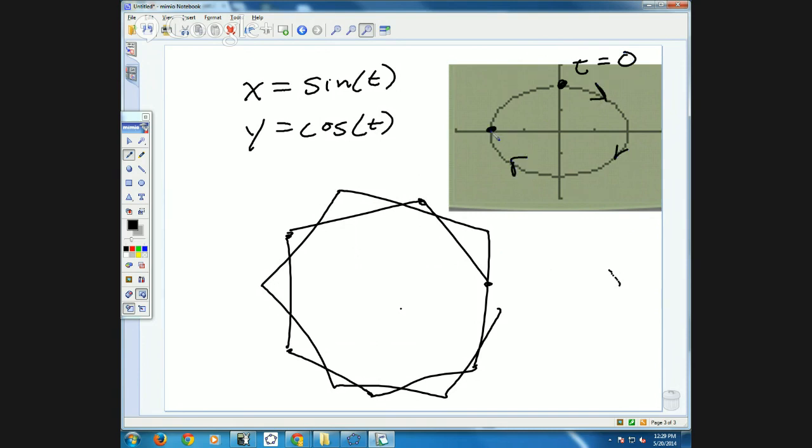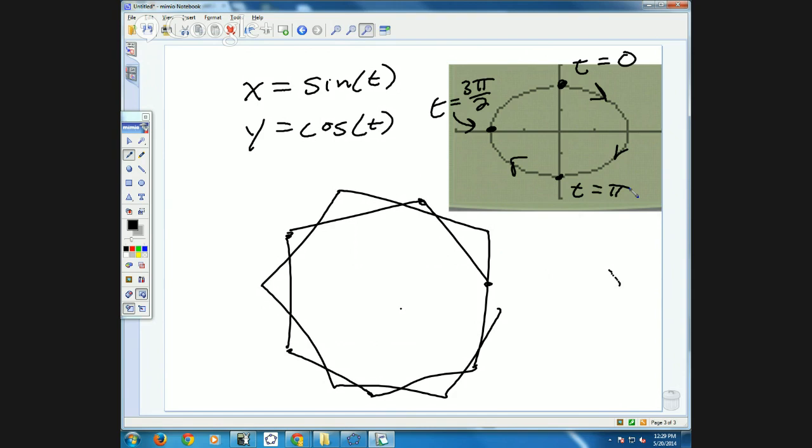Okay, so I believe this is what happened on mine. Right here, t is equal to 3 pi over 2 at this particular point. Here, t is equal to pi. So we got it to roll counterclockwise.